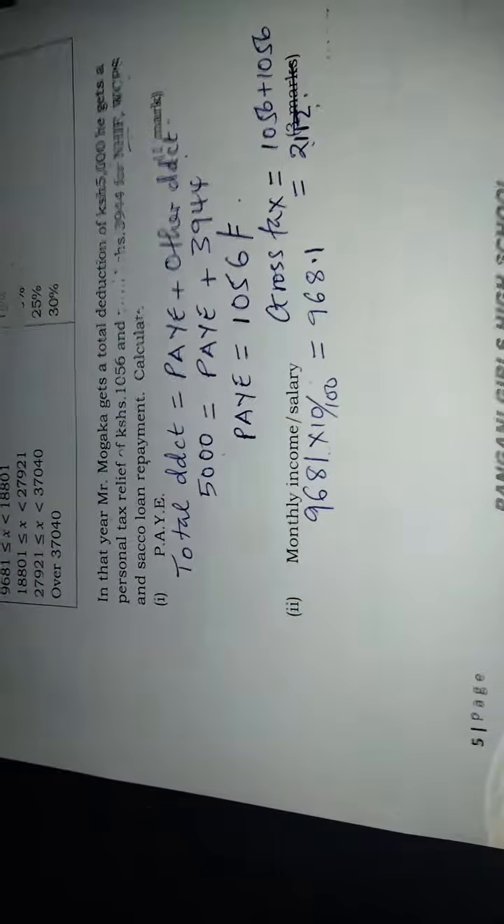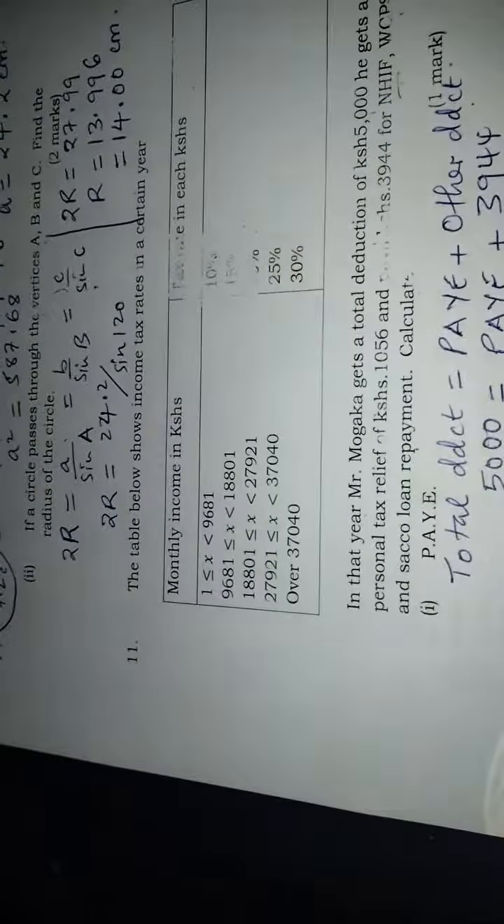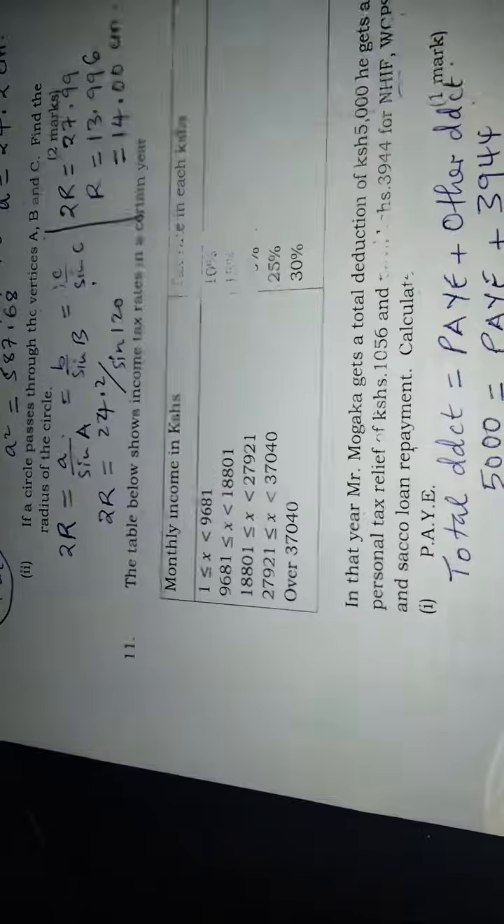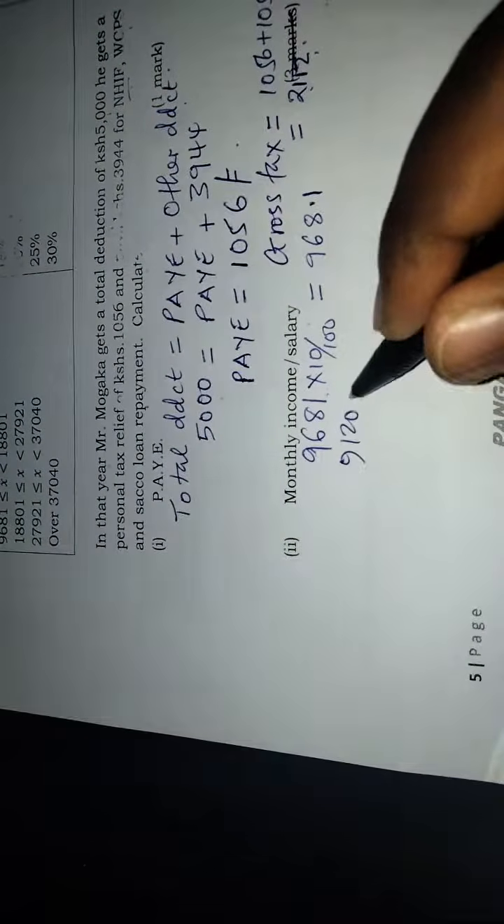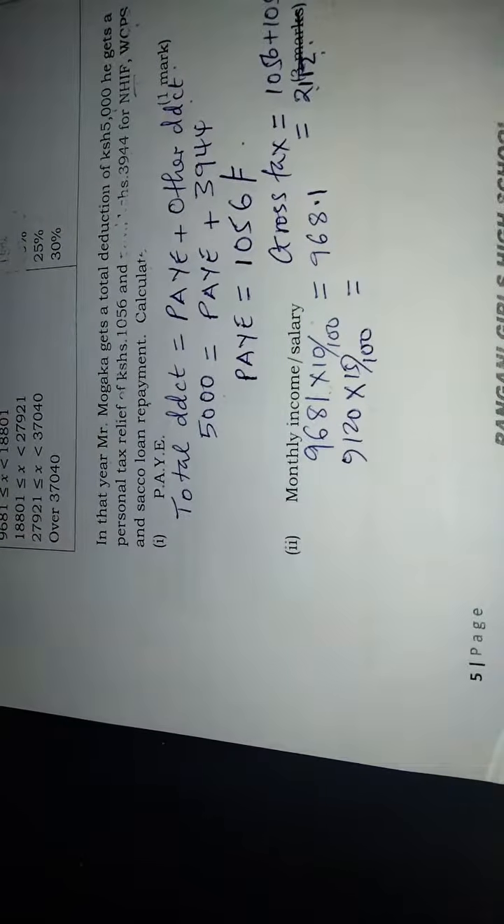We go to the next bracket, whereby for the next bracket, we will need 18801 minus 9681. This gives us 9120. So we are taxing 9120 at the rate of 15%. This will give us times 15%.